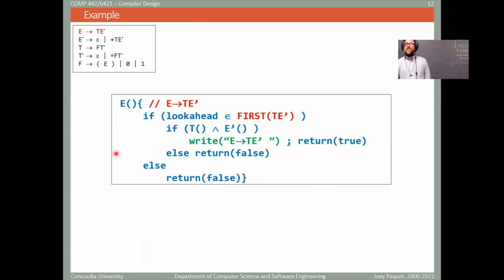So you see that this results in a parsing error if the next token is not in the first of this, but it also returns a parsing error if T or E prime actually resulted in a parsing error.